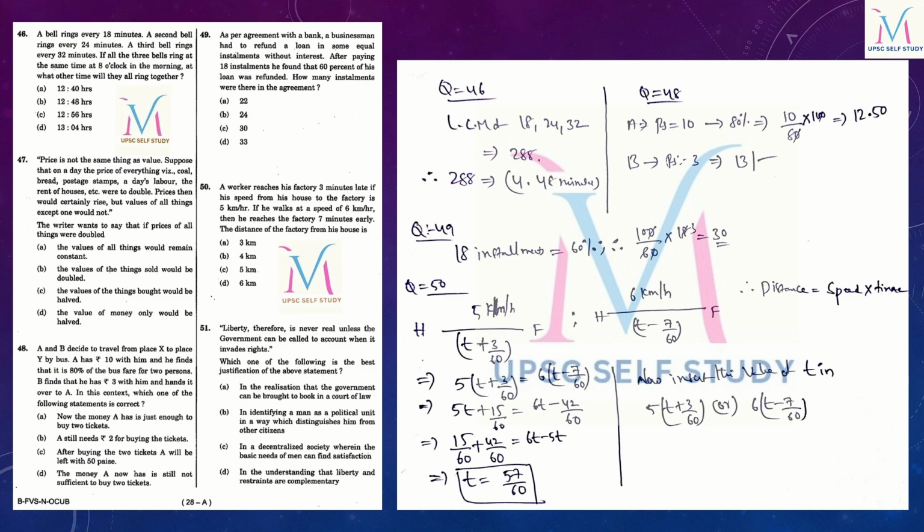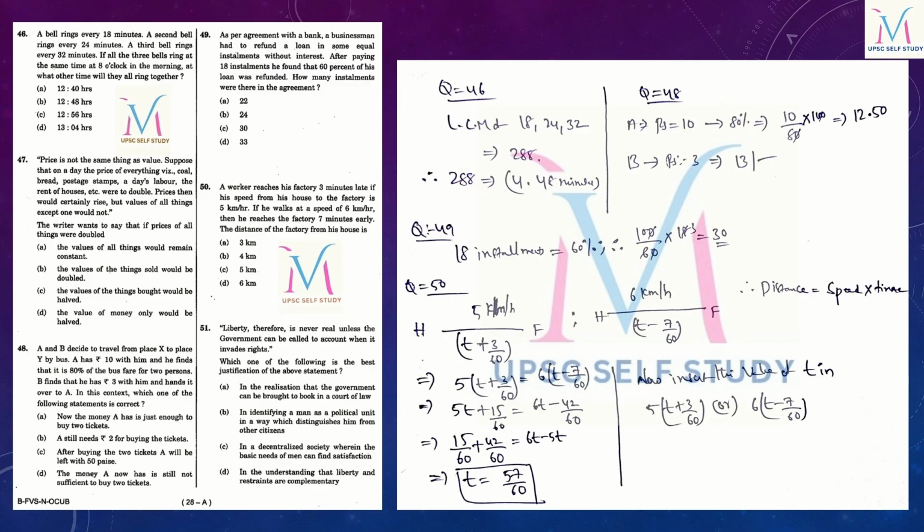Option A: the money A has is just enough to buy tickets. Option B: A still needs rupees 2 for buying the tickets. Option C: after buying the 2 tickets, A will be left with 50 paise. And D: the money A now has is still not sufficient to buy 2 tickets. So after reading the options, I will explain it.